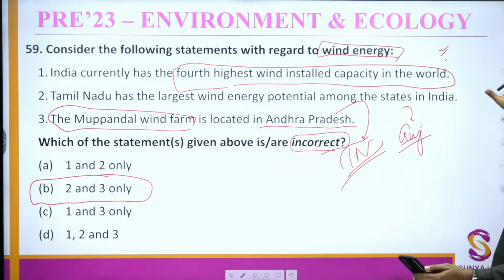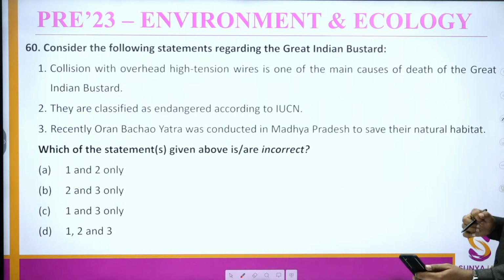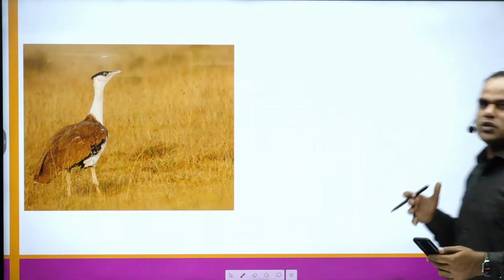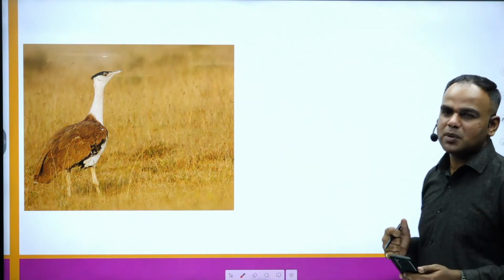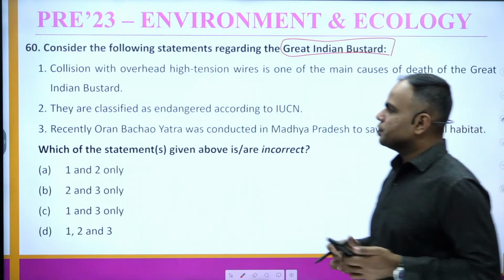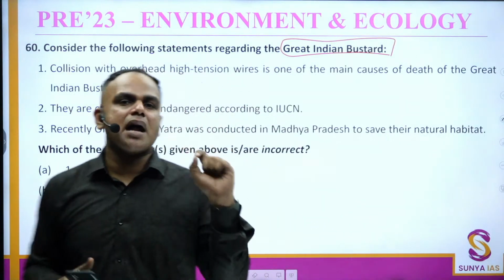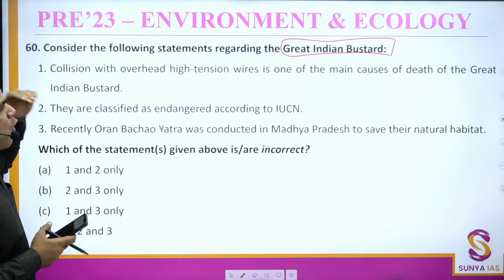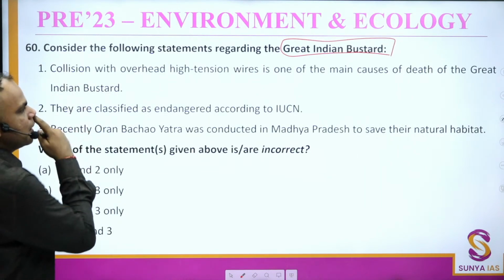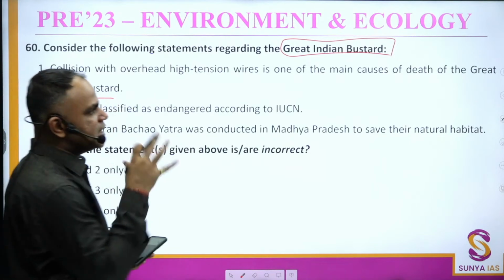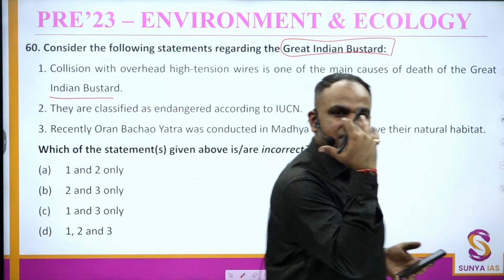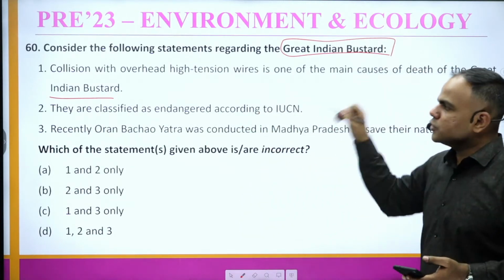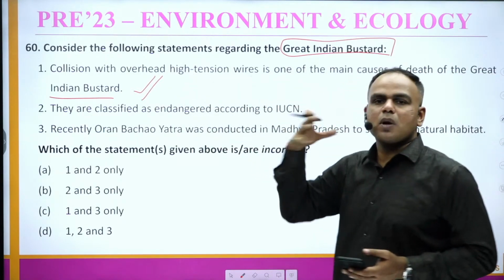All right, moving on. Question number 60. Great Indian bustard. Okay, this is one of those species which has been asked in the exam earlier as well. So can you tell me which is the most famous known habitat of Great Indian bustard? Now we'll see that. Collision with the overhead tension wires is one of the causes of death of Great Indian bustards. Yes, this is true. These are very heavy birds, and they lack frontal vision. Because of this, they directly collide into these tension wires. So yes, collision with the overhead wires is one of the causes of their deaths.